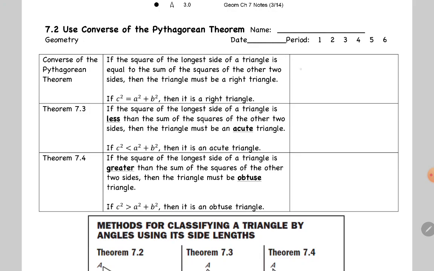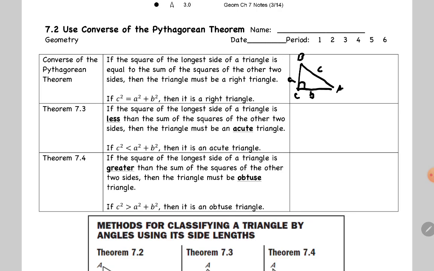So once again, let's draw this picture here. If a squared plus b squared equals c squared, then it is a right angle. Alright. And then we have two theorems.